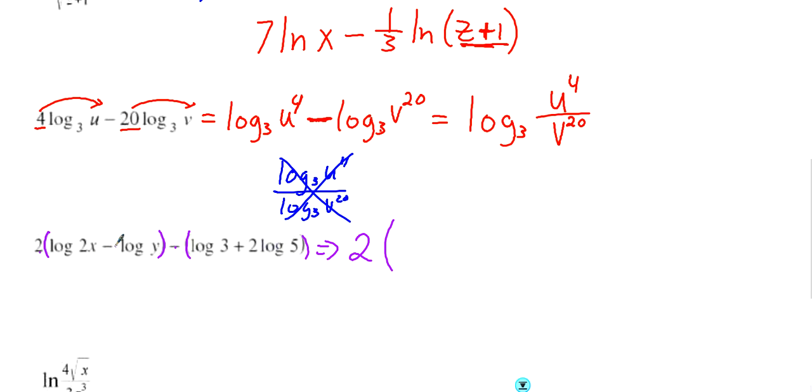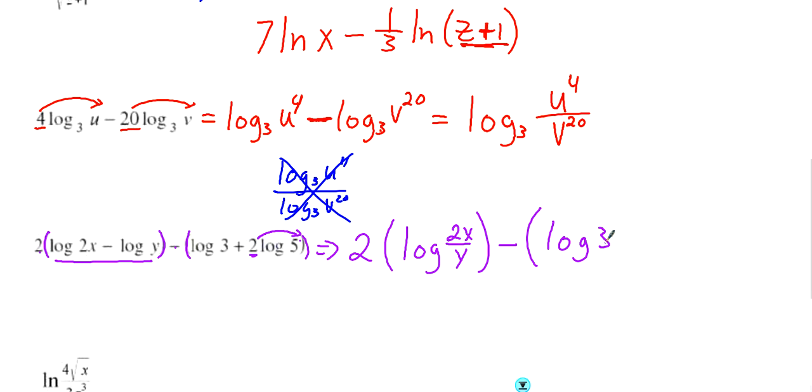So I have division here. So this is subtraction. I'm going to condense this into a single log with division. So it's going to be log, and it's 2x over y, minus, and then the other parentheses, we've got addition, but then we have this 2 that we have to move first. Okay, so this 2 moves up to the 5. So we get log of 3 times 5 squared.